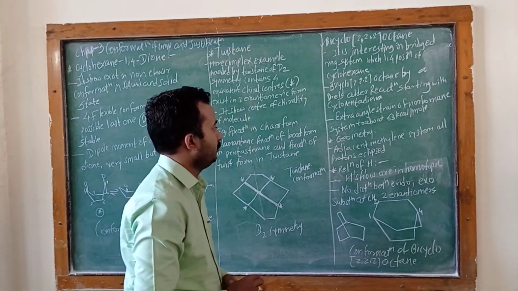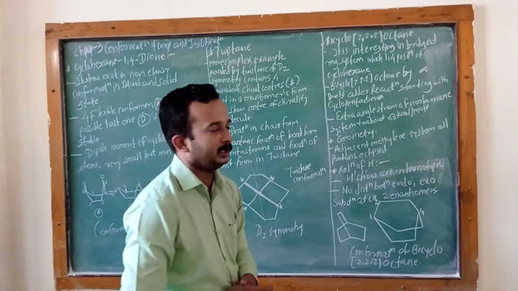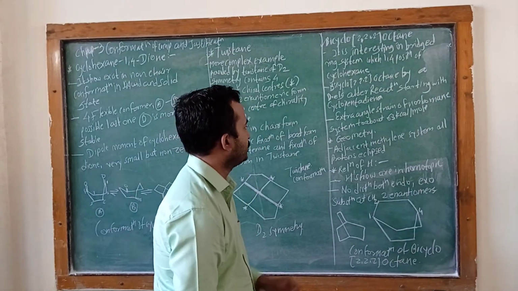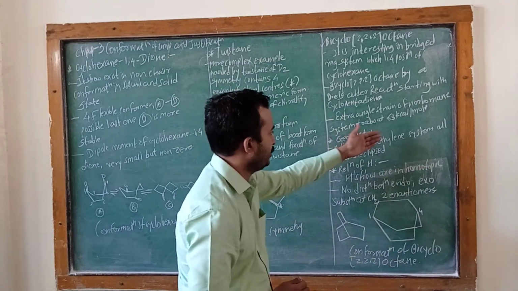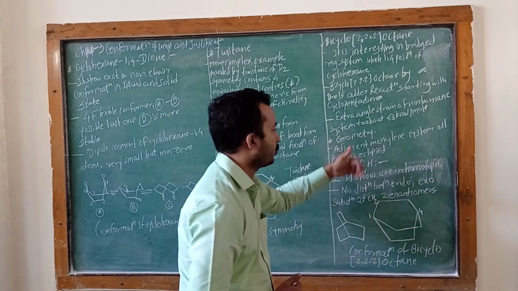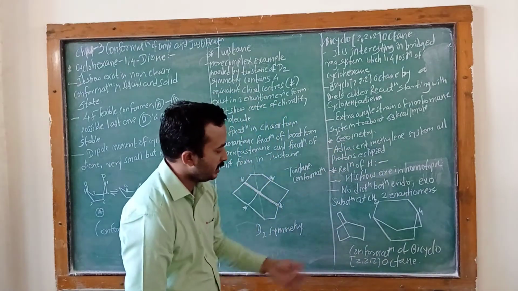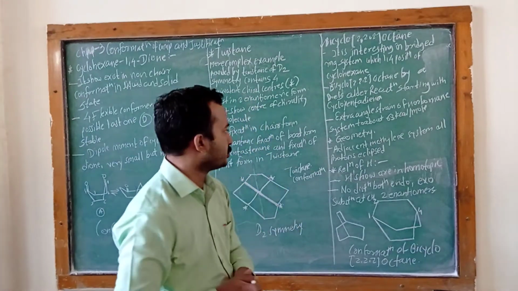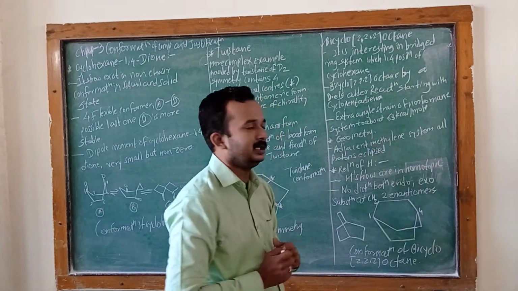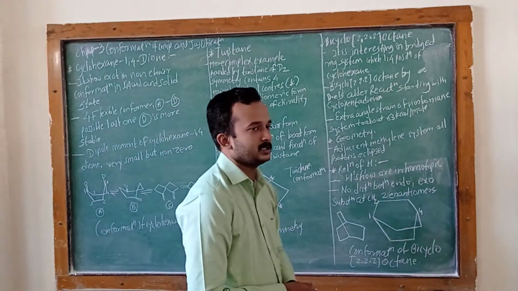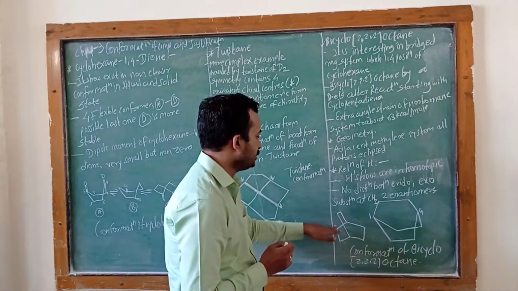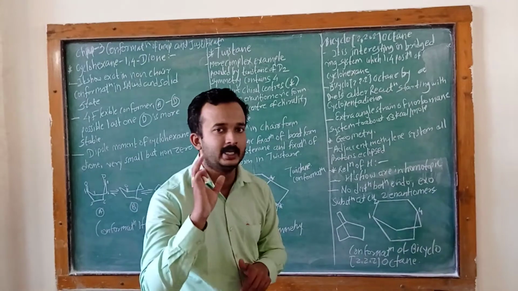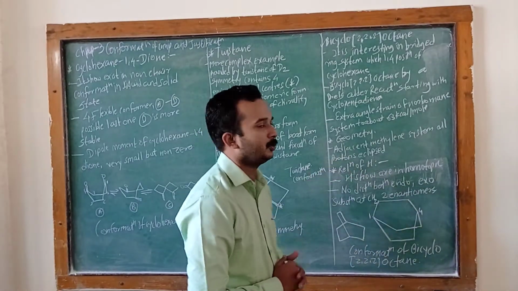Then geometry. The geometry is about the adjacent methylene system. All the protons are eclipsed. In this bicyclo 2,2 octane, all the methylene groups, all the adjacent methylene systems, have all their protons eclipsed. Okay, this is all about the geometry.